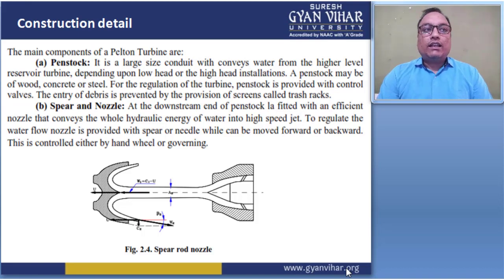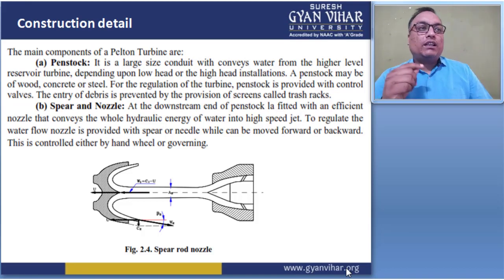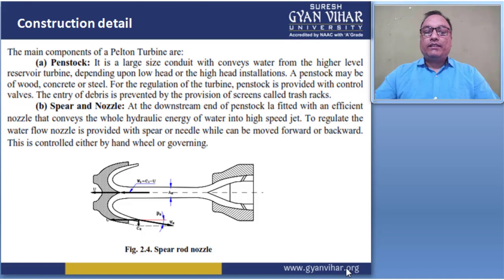And at the downstream end of the penstock is fitted the efficient nozzle that converts the whole hydraulic energy of the water into a high speed jet. To regulate the water flow, the nozzle is provided with a spear or needle, which can be moved forward or backward. This is controlled either by a hand wheel or a governor or governing operators, right?